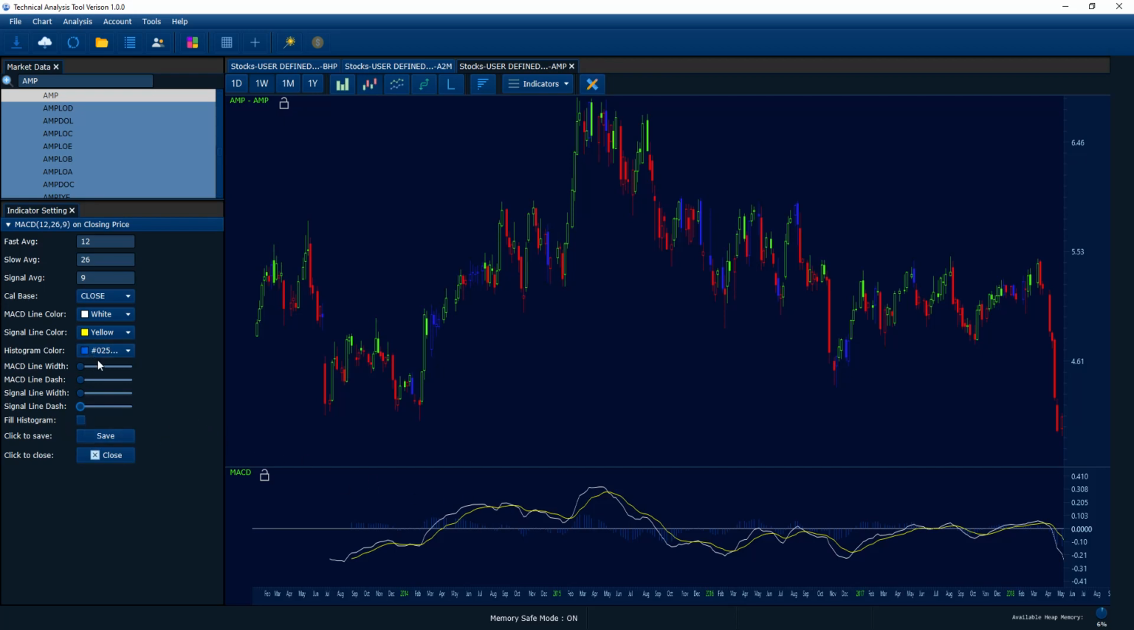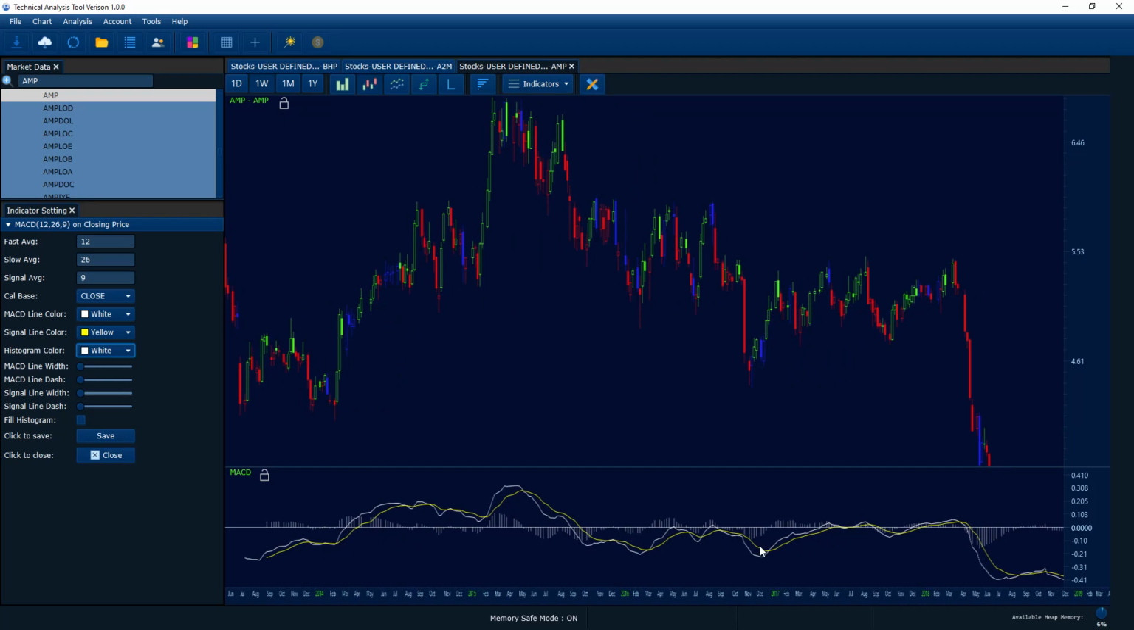The last one is the histogram color. You see this histogram drawing above or beneath the zero line. That's the histogram color. I'll change the color to white, so you can see more clearly. And we also have a setting to fill the histogram. If you don't want to see those bars, you can see the area line, and you check this checkbox. As you can see, the histogram fill becomes an area chart.